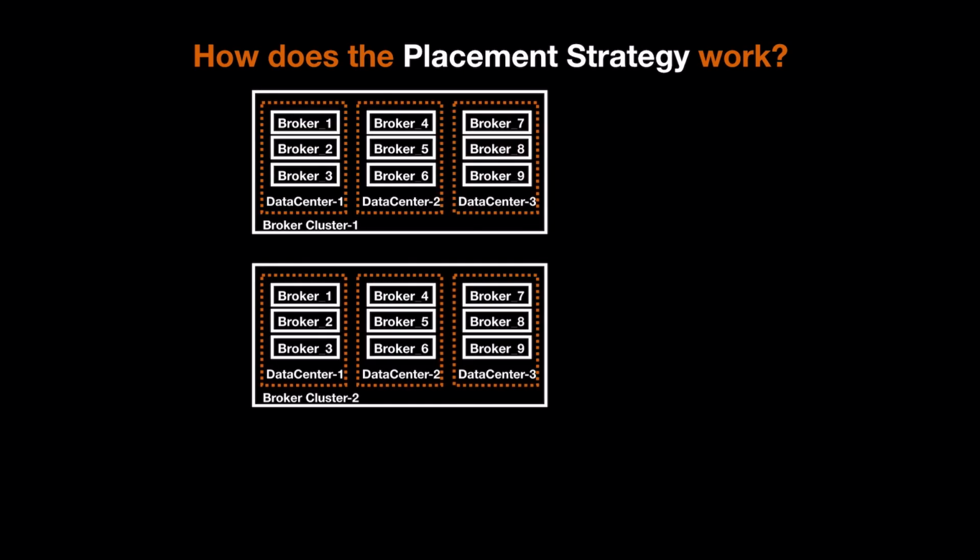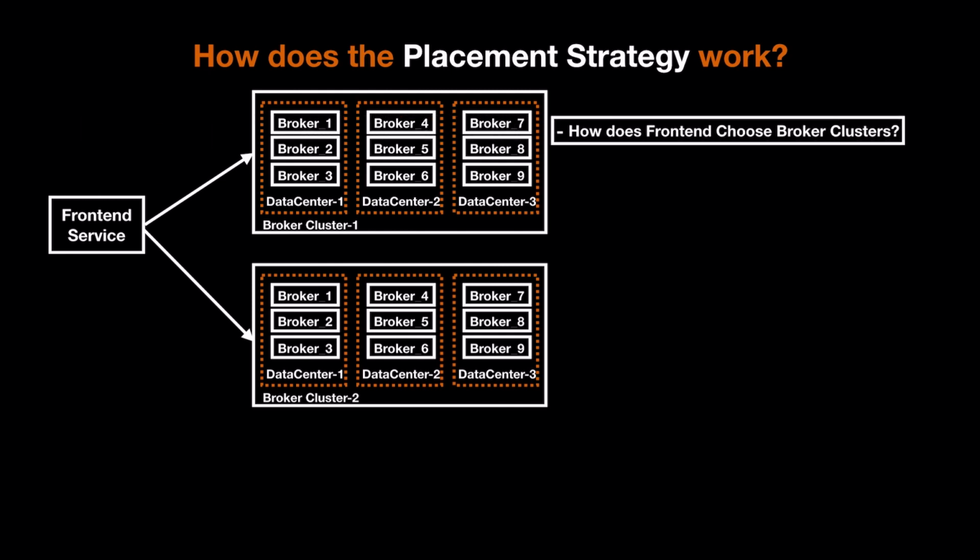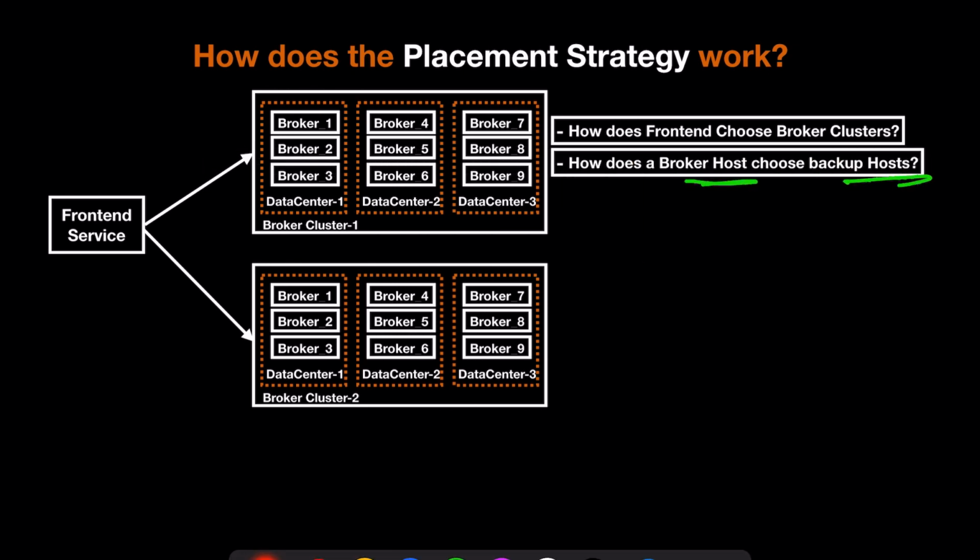Let's think about the placement strategy. We have multiple clusters. Here in the example I have shown only 2, but we might have 200 or 2000 broker clusters based on our scale. So when the front-end service gets the request, it needs to decide which broker cluster should receive it. So the question is, how does the front-end service choose broker clusters? There is also another question: how does a broker host choose a backup host? In the previous slide we saw that one broker host keeps 2 backup copies on 2 different hosts from 2 different data centers. So how does the broker host choose its backup hosts?